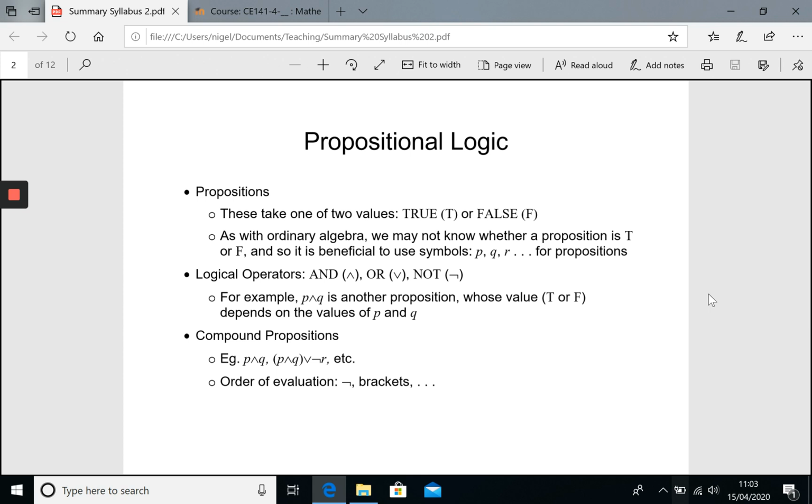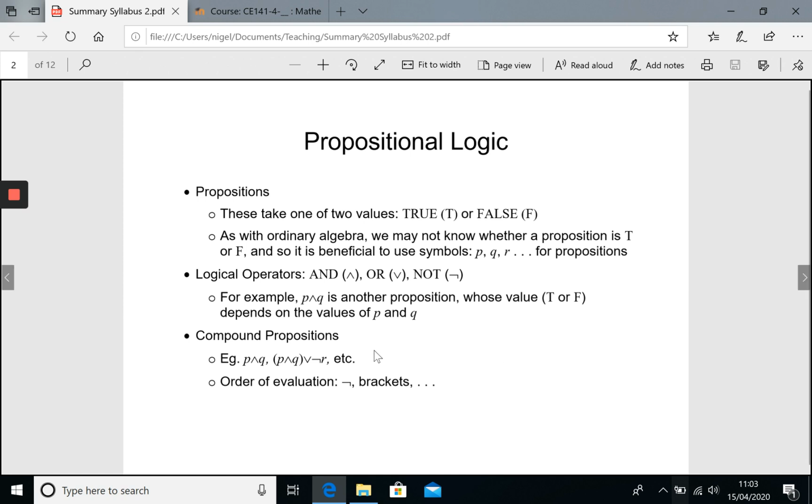We can combine them with a set of logical operators: AND, which is given by this wedge symbol, OR, which is given by the V symbol, and NOT, with this other symbol here. Then obviously we can construct compound propositions from component propositions. For example, P and Q is itself another proposition which can only take the values true or false, but of course its values depend on the values taken by P and Q.